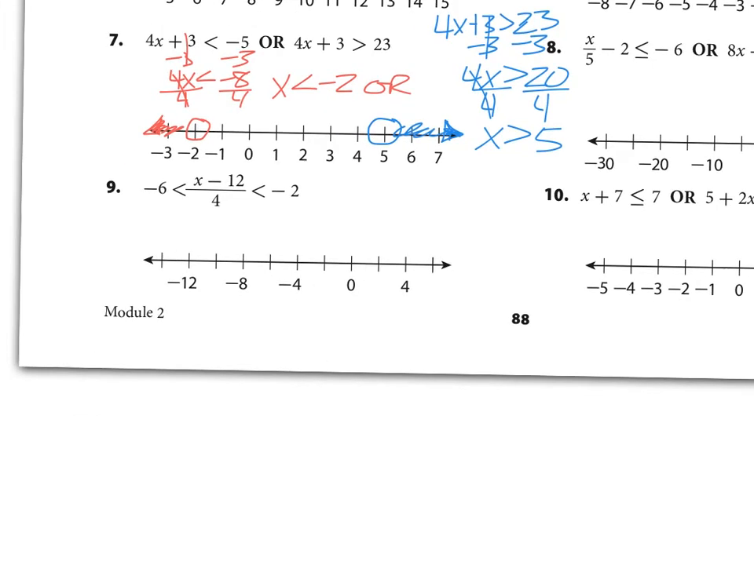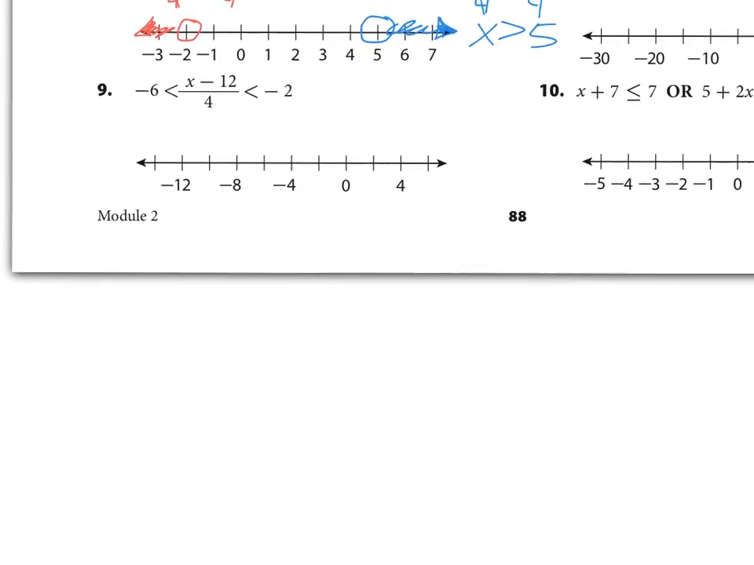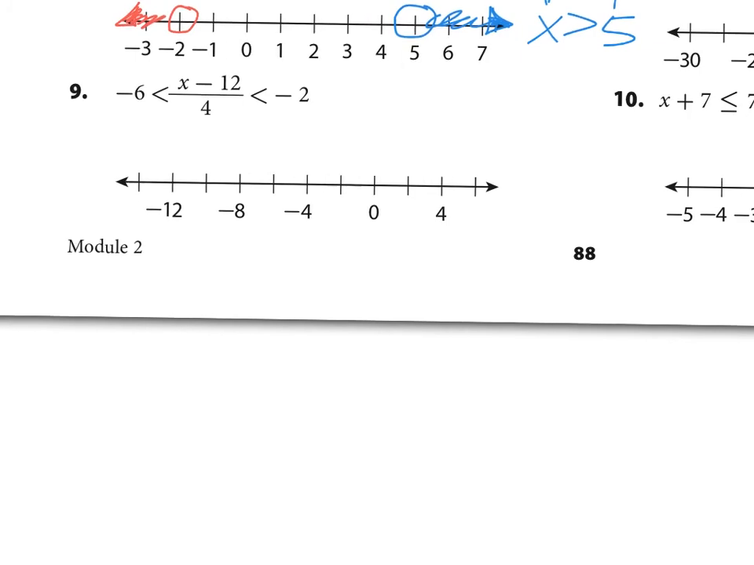Alright, now let's look at problem number 9. 9 is an and problem. They don't use the word and. They just put it all together because it's this and this. It's two things together here. So what I'm going to do is I'm actually going to split it up using the word and. I think this makes things a lot easier for you.